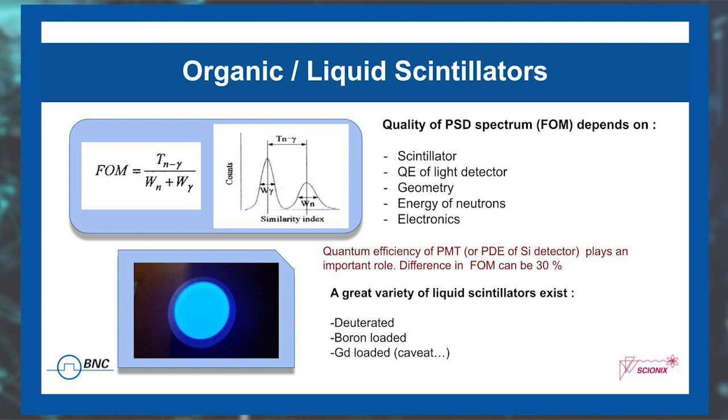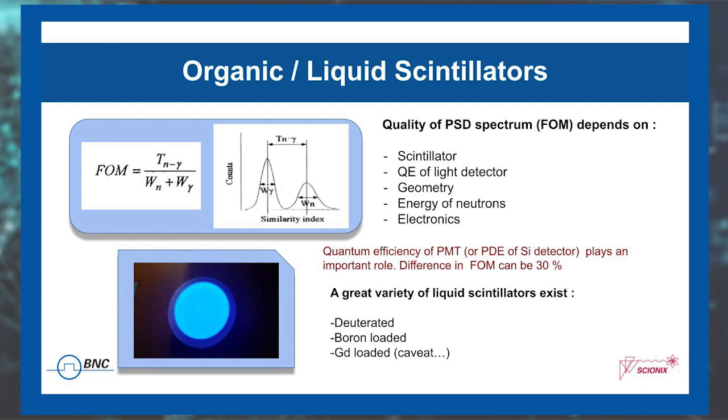Furthermore, it depends very strongly on the quantum efficiency of your light detector. So how good of a photomultiplier do you have? It's really a big difference. The geometry: if you have a smaller photomultiplier than the liquid cell, you need to use a light guide. You lose a little light, you lose a little statistics. This degrades the figure of merit. Not to forget, the energy of your neutrons is also very important. If you use high energy neutrons, the separation is much easier than when the energy is lower. The quantum efficiency of the photomultiplier tube, or the PDE of the silicon detector, plays a very important role. The difference in the figure of merit can be up to 30% even.